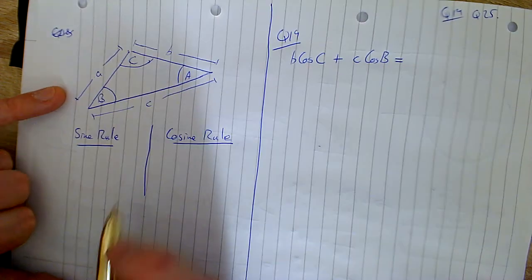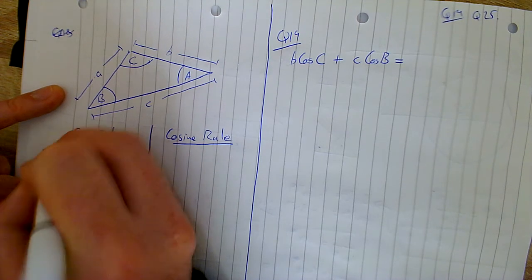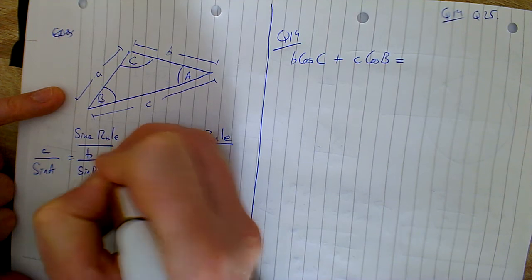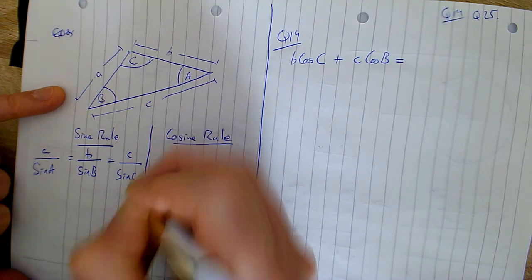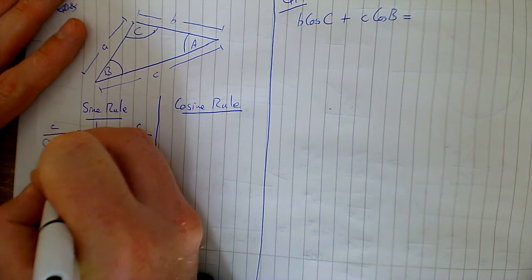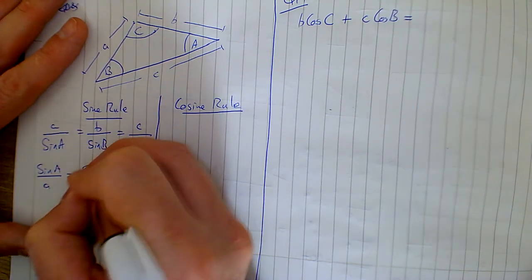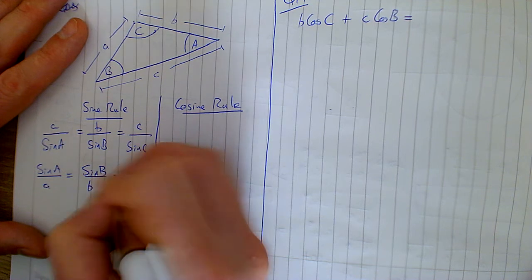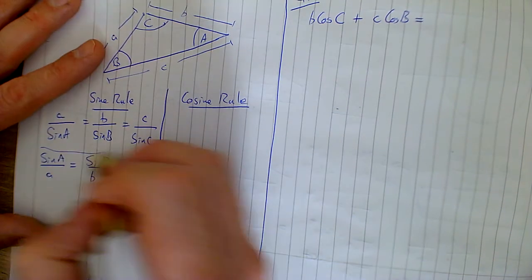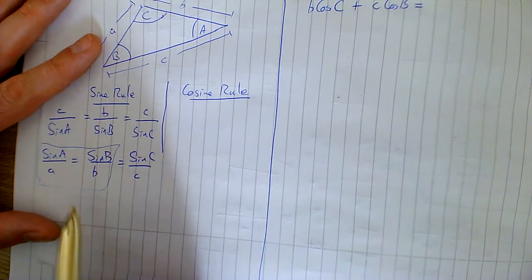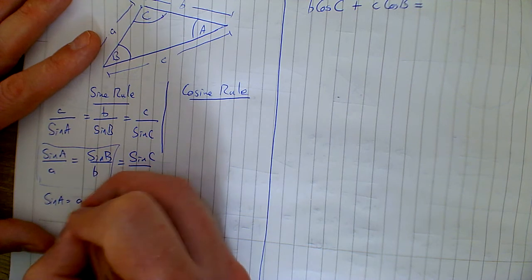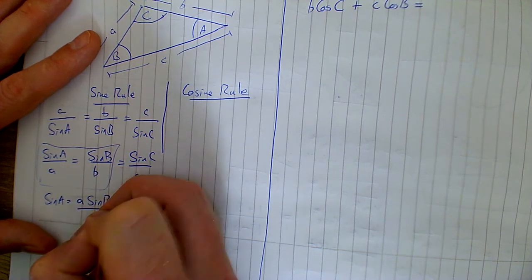Another rejigged version that can be useful: sine A over a is sine B over b, so you're just inverting all the fractions, sine C over c. So just picking, say, these two, quite often in these questions it's useful to say, well, sine A then, multiplying through by a, gives a sine B over b. That's a version of the sine rule. Both of these are other versions of it, and you'll have to rejig it. Really, this exercise is more algebra than it is trigonometry. You'll have to rejig these as you go.